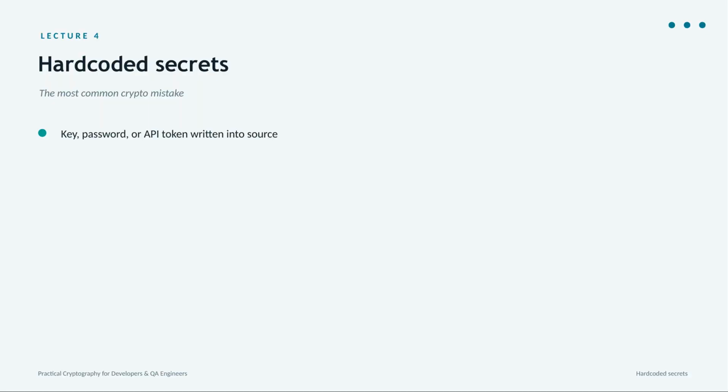There is a close cousin to bad randomness, and maybe it's one of the most common mistakes of all. It's called hard-coded secrets. This is when a key or password or an API token is written directly into the source code. It feels convenient at the time, it works in testing, and when the code gets committed to the repository, maybe even a public one, it's fine for a while. But the secret is just sitting there for anyone who looks into it.